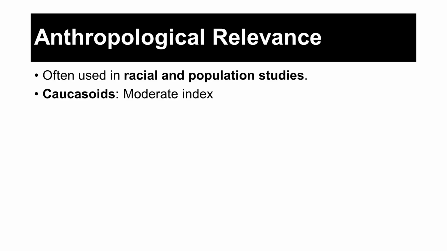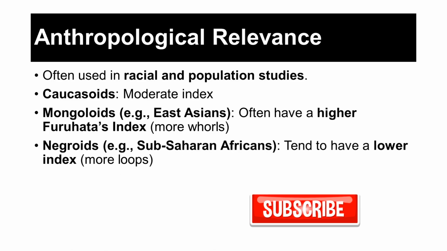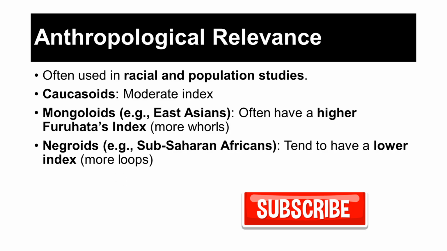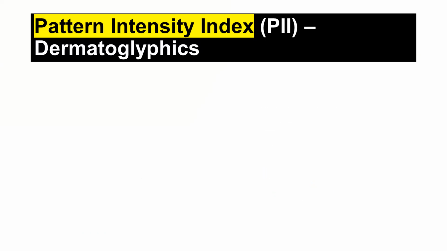Caucasoids, moderate index. Mongoloids, e.g., East Asians, often have a higher Furuhata's index, more whorls. Negroids, e.g., Sub-Saharan Africans, tend to have a lower index, more loops. Example calculation. Suppose in a sample, whorls equals 35. Loops equals 50. Then, Furuhata's index equals 70.